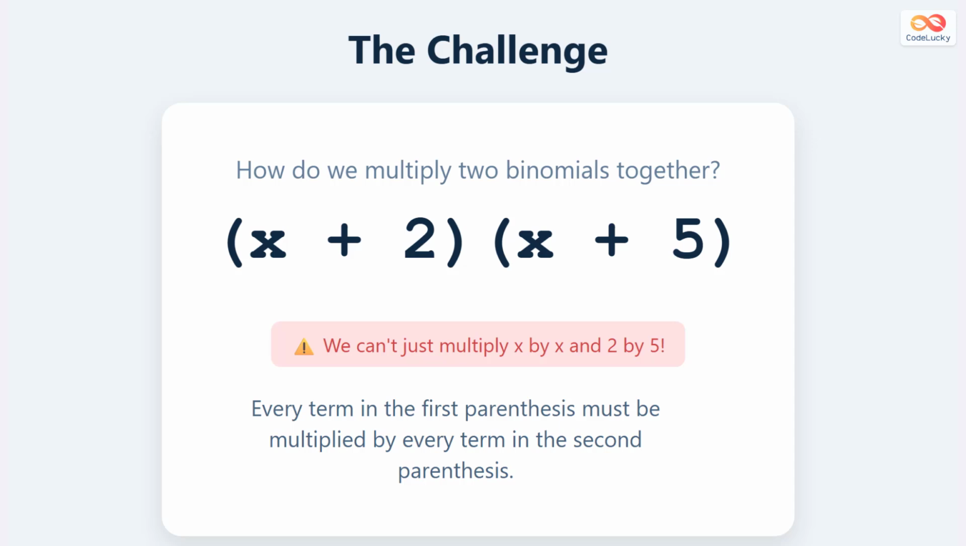So, how do we multiply two binomials together? For example, x plus 2 multiplied by x plus 5. A common mistake is to just multiply the first terms and the last terms. However, we cannot do that. Every term in the first group must be multiplied by every term in the second group.